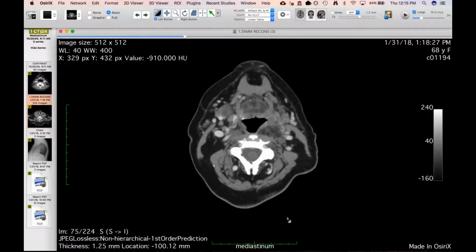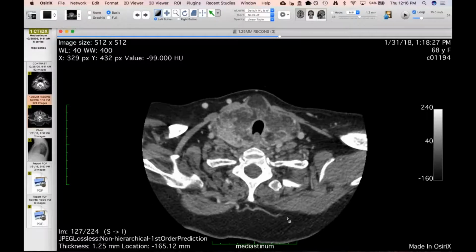So, is she euthyroid or is she hypothyroid? Euthyroid.